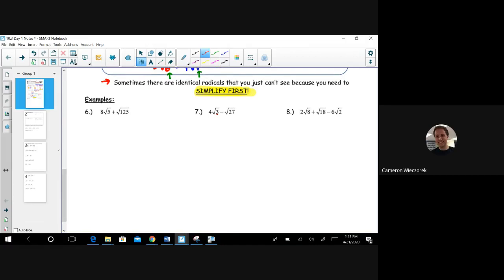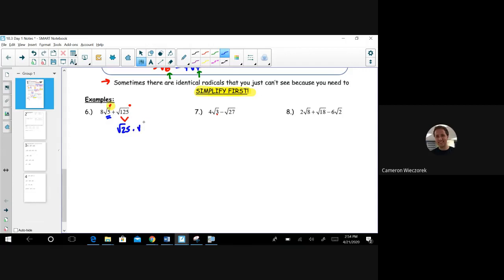So for example, in number 6, 8 rad 5 plus rad 125. At first glance, I see this one has a rad 5, and this one has a rad 125. Those aren't the same radical. Okay. So if you look at this too quickly, you might say, oh, I'm done simplifying, I'm going to move on. But what do you know about rad 125? That can break down. And this is why we do section 10.2 first, because we have to be able to break down that radical. And once we break that down, maybe we will be able to get a 5 out of it.